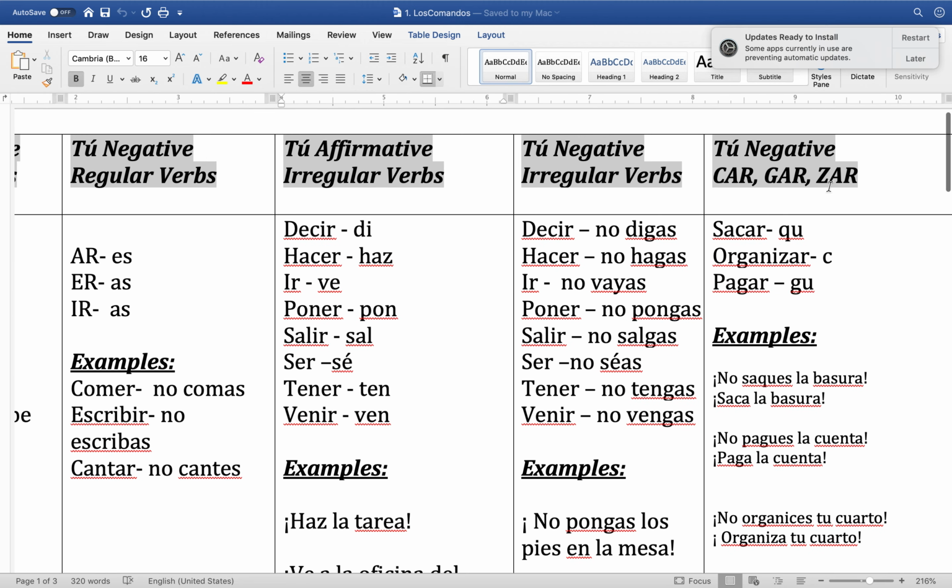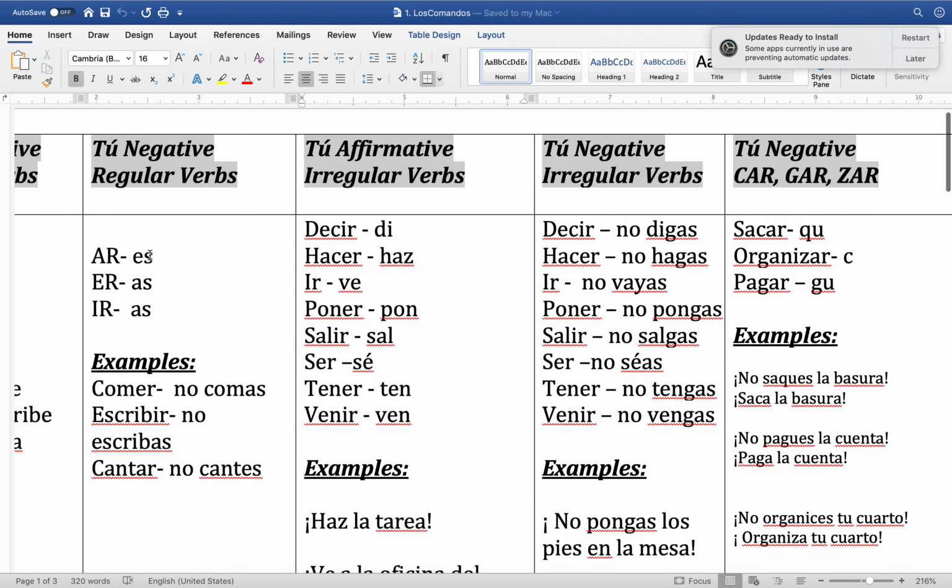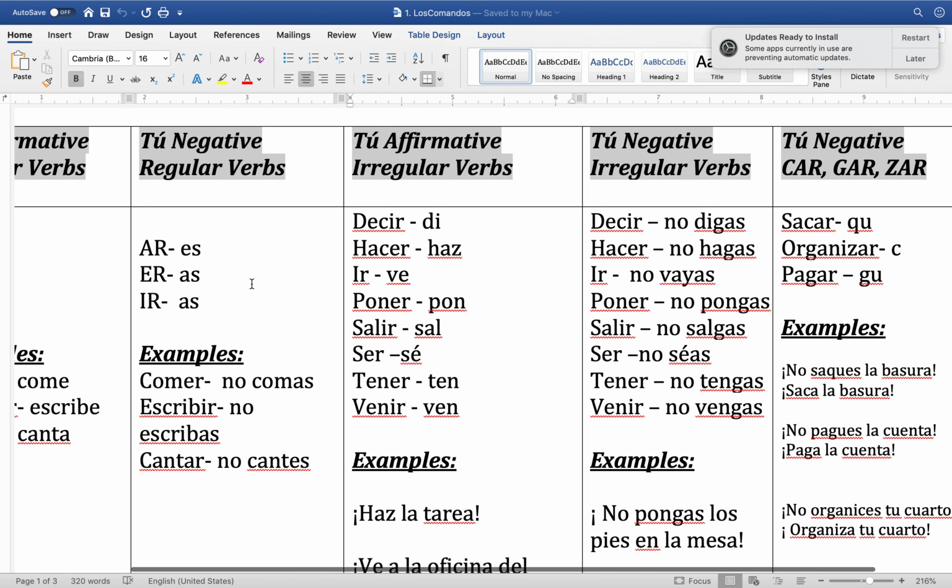And then we have car, gar, and zar. Be careful with car, gar, and zar, because for all those verbs that end in car, gar, and zar, you're going to change the spelling only when the command is negative. When the command is negative, you just drop and you add. For example, I'm going to give you a command with sacar. Sacar ends in C, so you have to change it to QU, plus the ending. So: no saques la basura, do not take the trash out. You see how I changed that C for QU, and then sacar ends in AR, so I add ES.